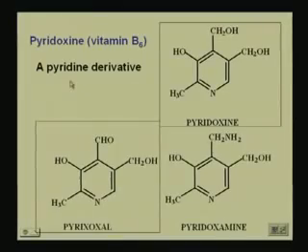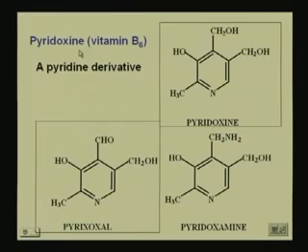So, if we look at pyridoxal phosphate, this is a pyridine derivative. You recognize the pyridine moiety here, and this is pyridoxine, with the specific groups attached to the pyridine nucleus, the pyridoxal and the pyridoxamine. These are the three forms of vitamin B6 that are used as cofactors in the enzymatic reactions.